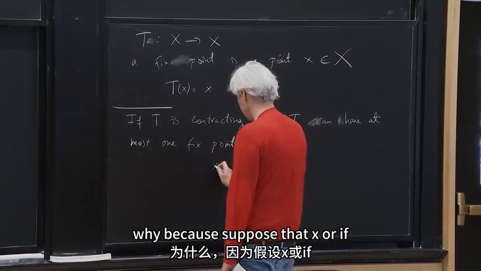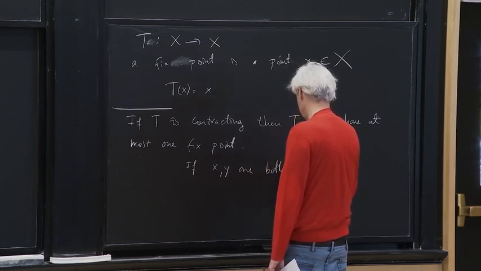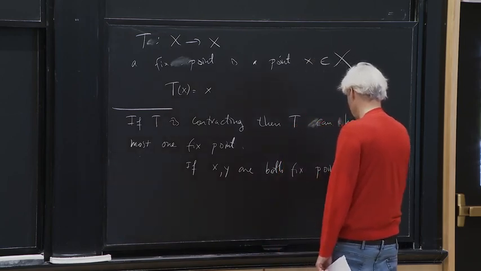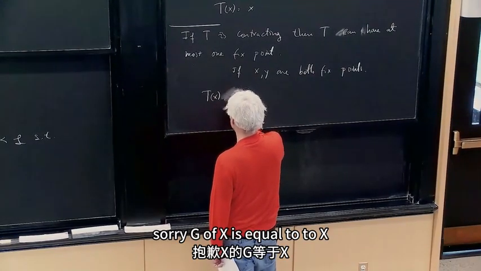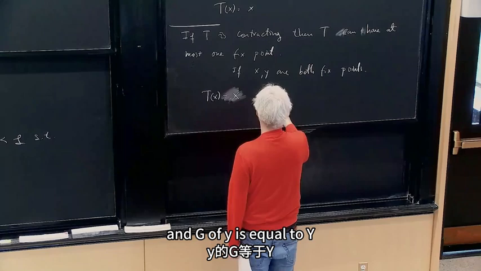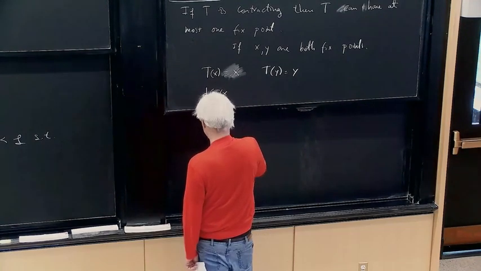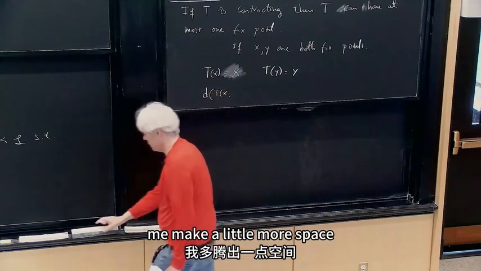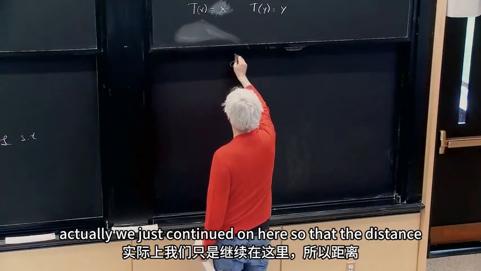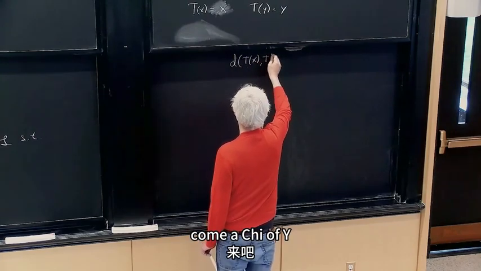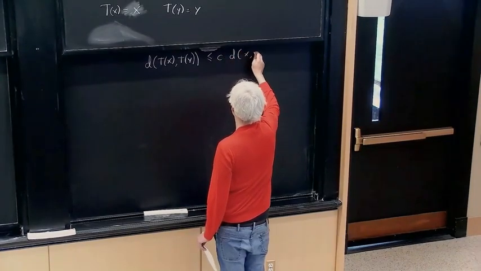Why? Because suppose that x and y are both fixed points. Well, then you have that T of x is equal to x, and T of y is equal to y, right? And so now you have that the distance between T of x and T of y, the map is contracting, so this is less than or equal to this constant times the distance between x and y.